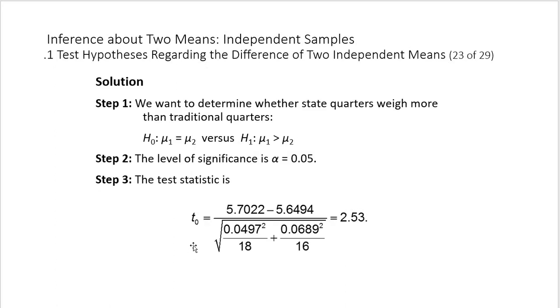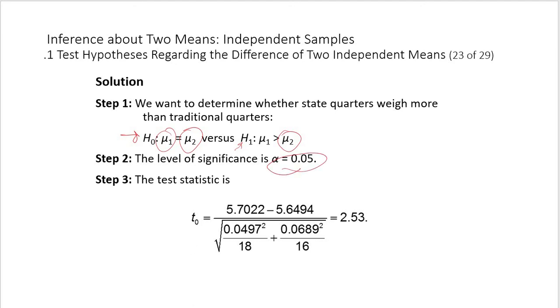The first step is we're going to write the hypotheses. The null hypothesis states that the mean for the traditional quarters is the same as the mean for the state quarters, versus the alternative hypothesis suggests that the mean for the state quarters is more than the traditional quarters. The level of significance is alpha, and we need to find T naught.